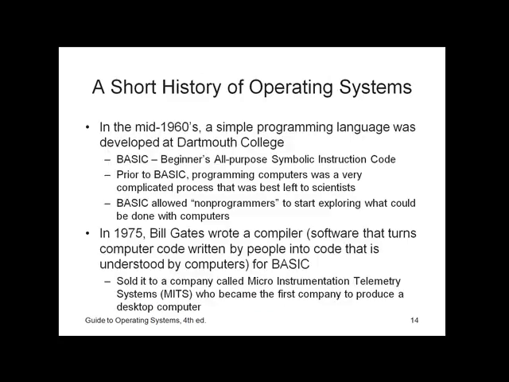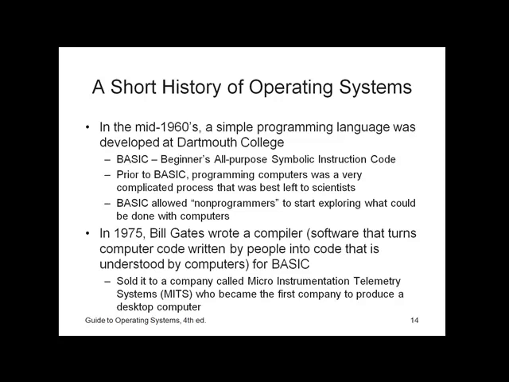In the mid-1960s, we also saw a simple programming language being developed at Dartmouth College. It was called BASIC, or Beginner's All-Purpose Symbolic Instruction Code. Now, prior to BASIC, as I said, programming computers was a very complicated process, and basically scientists and people who did that solely for their existence were the ones who did it. But BASIC allowed non-programmers to start exploring what could be done with computers.